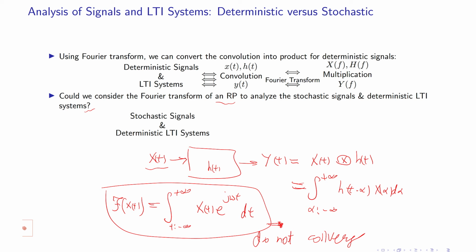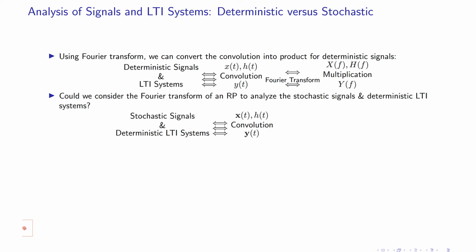So the same applies to y of t. The Fourier transform of these does not exist. So in that case, the convolution is valid, we can use it, but the Fourier transformation of x of t does not exist. Fourier transform of y of t does not exist. In this case, what we can do?